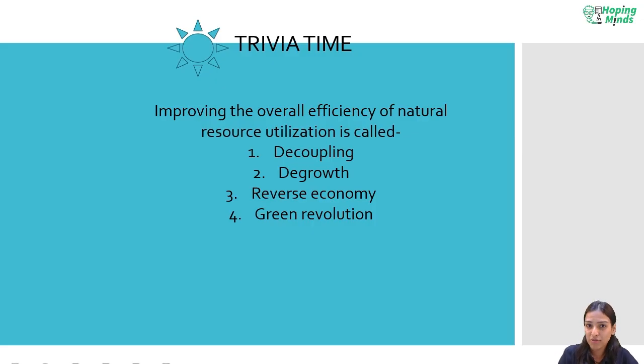The answer to this question is decoupling. Decoupling means that for a natural resource that's available, we optimally utilize it and improve the overall efficiency of that resource. The process to increase this efficiency is called decoupling.